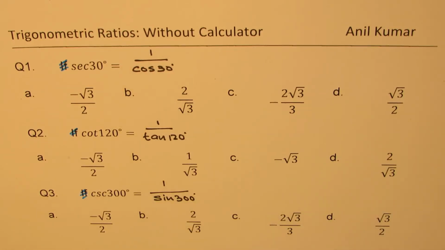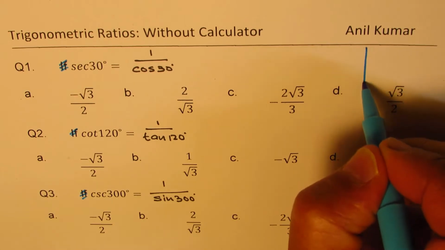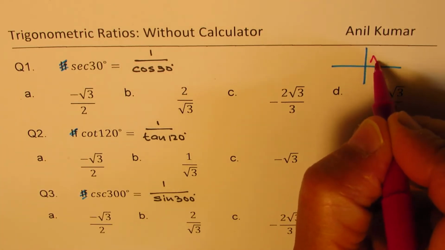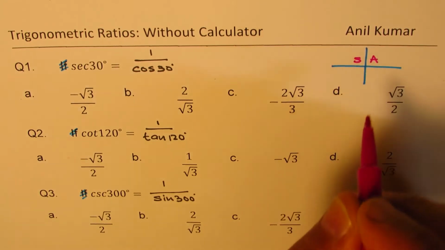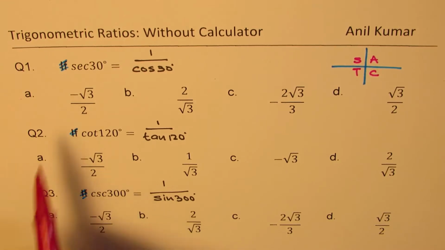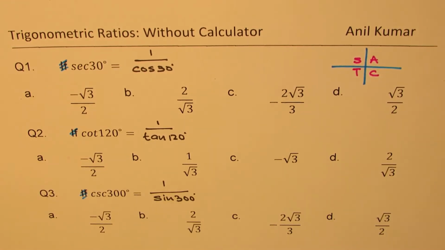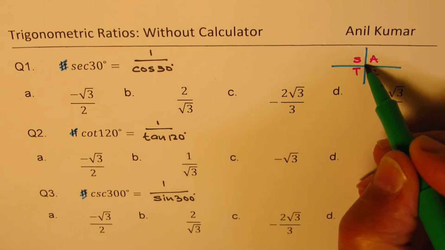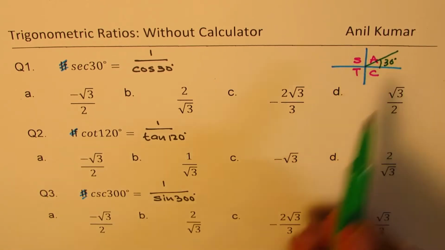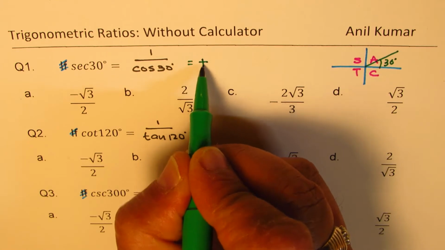Now, these ratios could be positive or negative, and we can decide about it by checking the quadrant in which they occur. In quadrant 1, all are positive. In quadrant 2, sine is positive, tan in 3, and cosine is positive in quadrant 4. Now, in the very first case, when we talk about secant 30, cos 30, we are actually in this quadrant making an angle of 30 degrees. Since we are in quadrant 1, this value will be positive, correct?